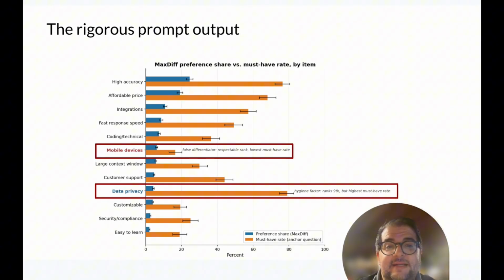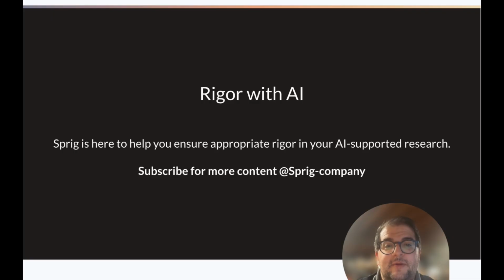So, if you run these items in a rigorous prompt, you get the same 12 item ranking plus both flags, data privacy as a hygiene factor, and mobile access as a false differentiator. Run MaxDiff well, and you'll know exactly what to build and what's safe to leave out.